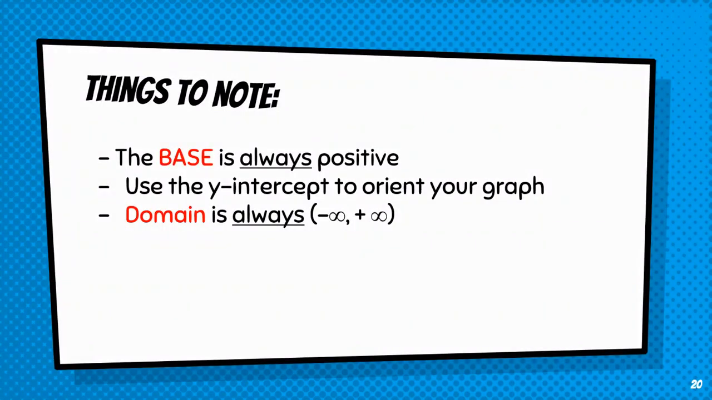Things that you should take note of: the base is always, always, always, always positive. So even that one that we had that was -2 to the x, technically that's -1 times 2 to the x, okay? That's an important thing to note. The y-intercept sort of helps you orient your graph because remember it's always at (0, 1). And then if there's a shift, that moves. And then the domain is always -infinity to +infinity, or we could also say all real numbers, okay? Either one is acceptable.